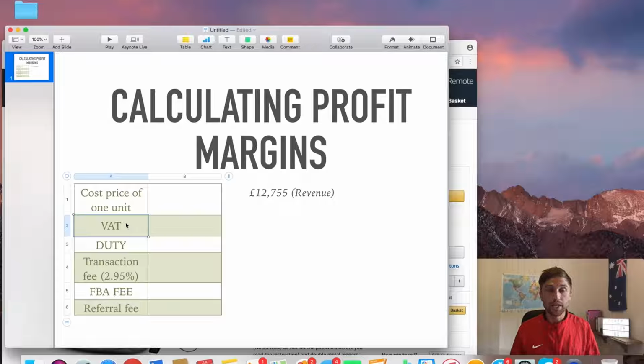So the referral fee is dependent on category. Usually it's around the 15% mark. It can go up to 20 or as low as 10. So if you sell a product for £10 and Amazon's referral fee was 10%, they would take £1 from that sale, okay? So this is going to be eating into our profit margin.